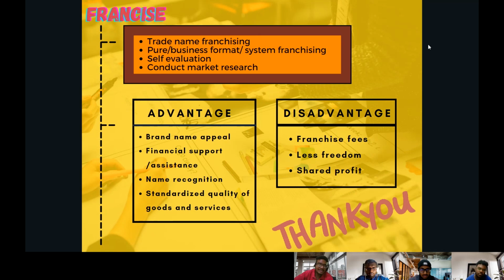And last but not least, franchise. The trade name franchising, pure business format, self-evaluation, and conducting market research. The advantages of franchise are brand name appeal, financial support, name recognition, and standardized quality. And the disadvantages are the franchise fees, less freedom, and shared profit.